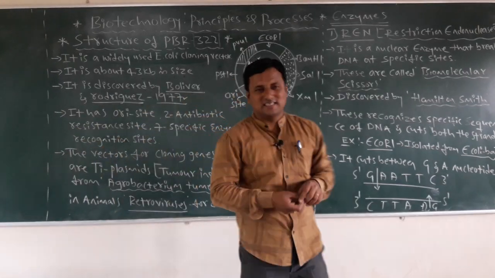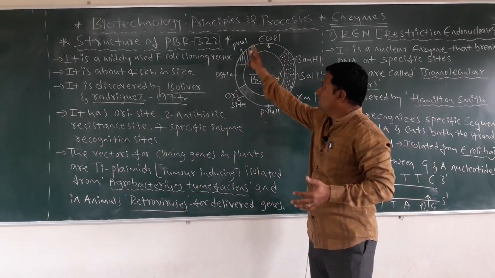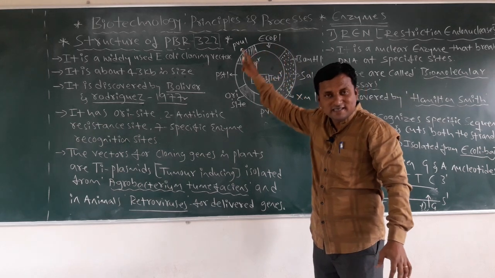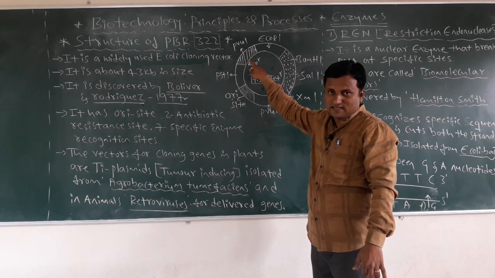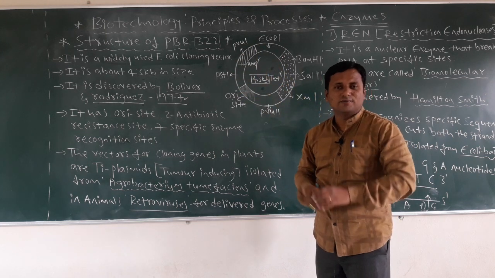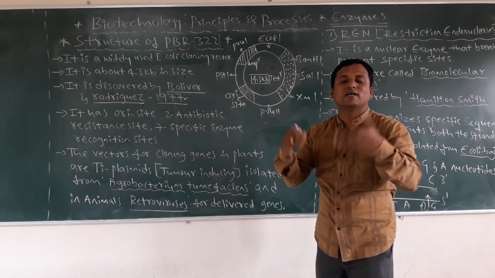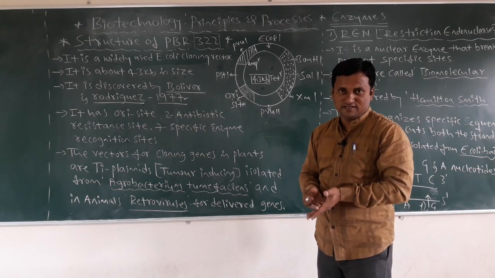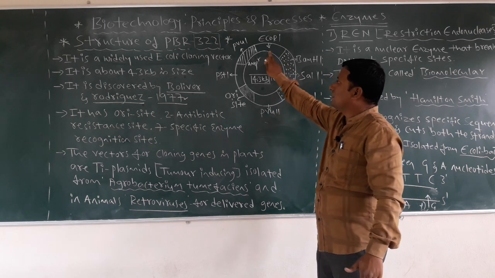Next, what does it have? Just see the structure, then come to the structural concept. How is this structure? It is a completely circular double-stranded DNA molecule, because it acts as a genetic material to make a number of copies. Due to that reason, it is an extrachromosomal DNA.